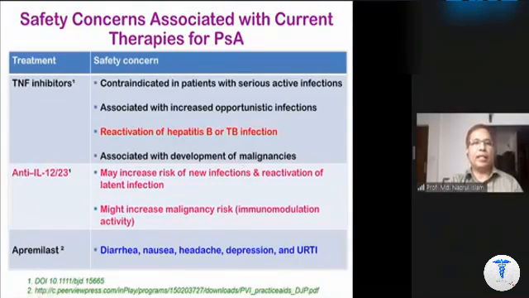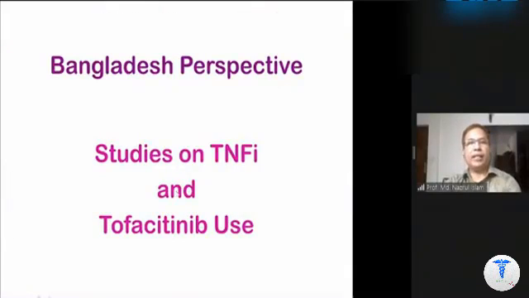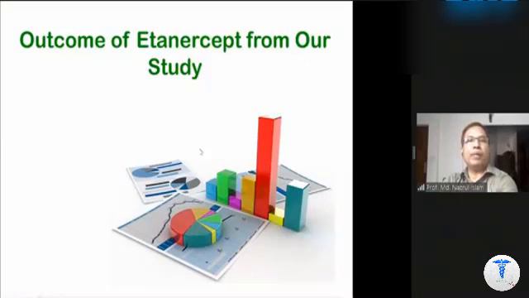And these other two agents are similar, infections and your malignancy risks. We need further time to know about the malignancy risks with the IL-12, 23 or 17 drugs. Apremilast, everybody knows diarrhea is the most important one. It can cause depression and upper respiratory infection as well. In Bangladesh, I think we do have much experience of using this one. I am trying to show you some of the studies we have done.